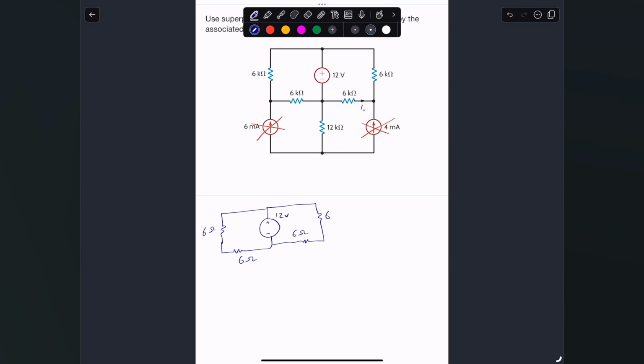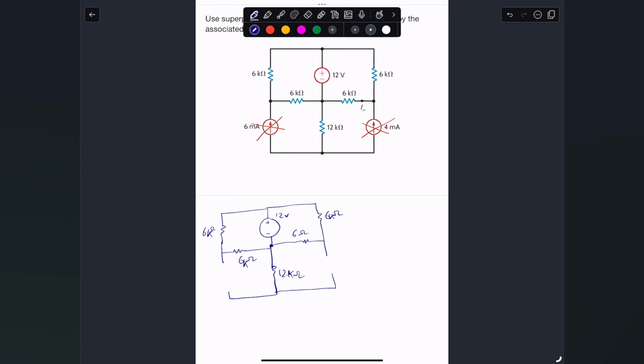Before I go on, let me label the values: 12, I believe, and they're all in kilo ohms. These are kilo ohms, and this is kilo ohms. All right, so how do I turn off sources? Simply, a current source you turn off by making the current zero. Basically cut the wire, make it an open circuit. So I'm going to open circuit here, and also here.